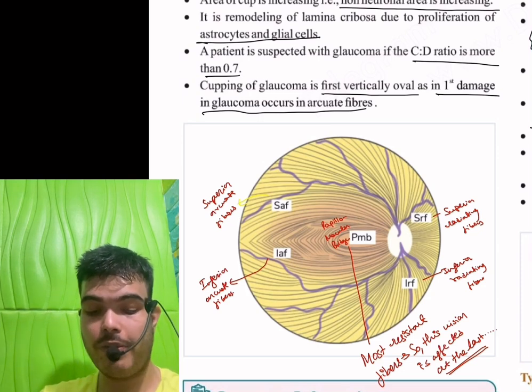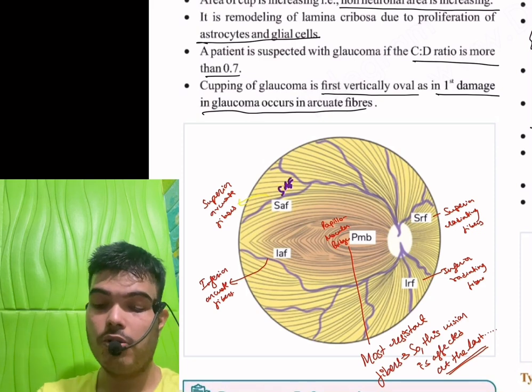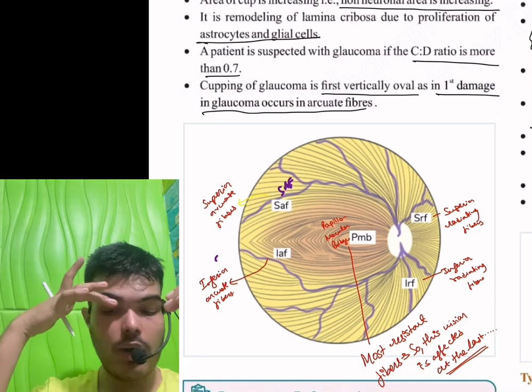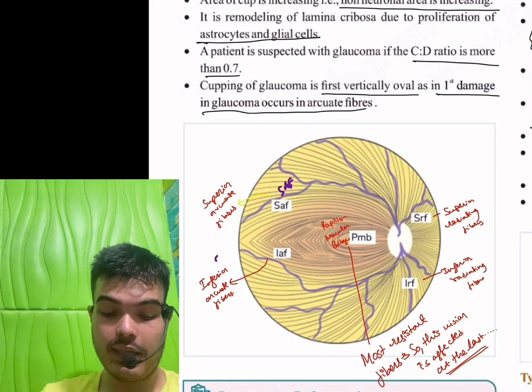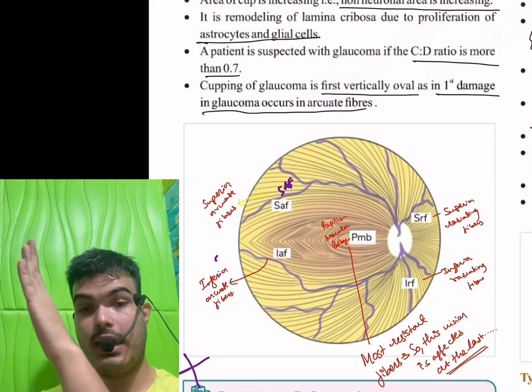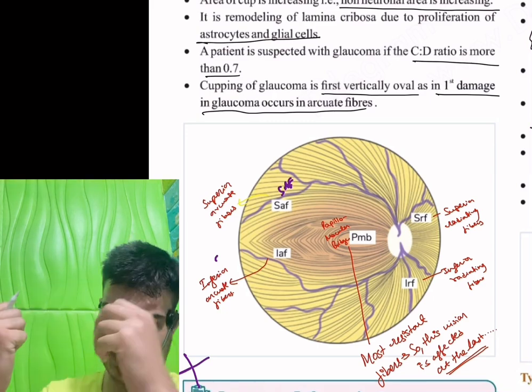So what happens is basically you have the superior arcuating fibers. This SAF means superior arcuating fibers, okay, and this IAF is inferior arcuating fibers. So these two fibers come from above and from below. In glaucoma the inferior arcuate fibers are much more damaged, okay, and you know that in the eye it is exactly opposite. For example, if you are looking at the nasal side, the temporal aspect receives it, right?